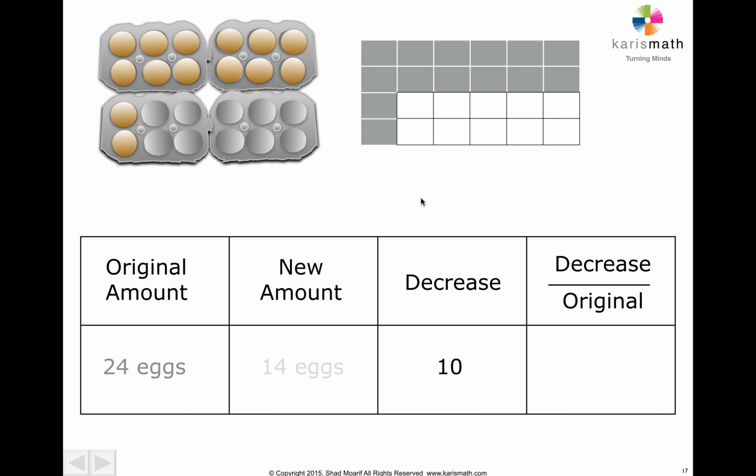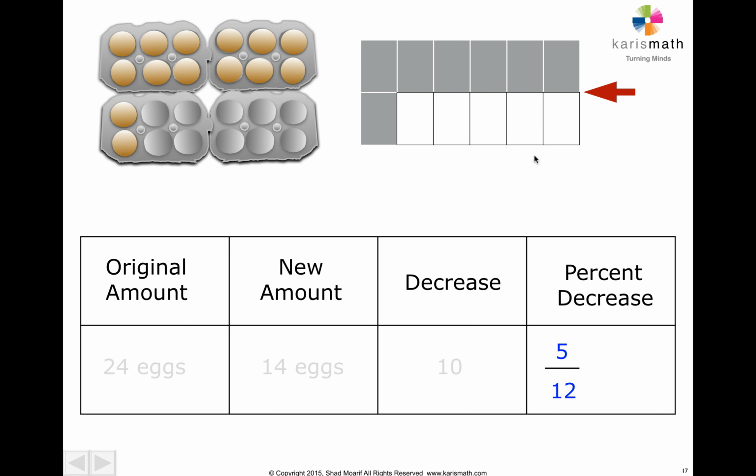So the decrease over the original, that's 10. We'll put 24 below and 10 on top and reduce it. The answer comes to 5/12. So that's the fraction of the original amount. Now, if we want to write it as a percentage, how much would that be? As a percent decrease, multiplied by 100%, and we get 250 over 6, which is 41 2/3%. There we go. That's your answer.